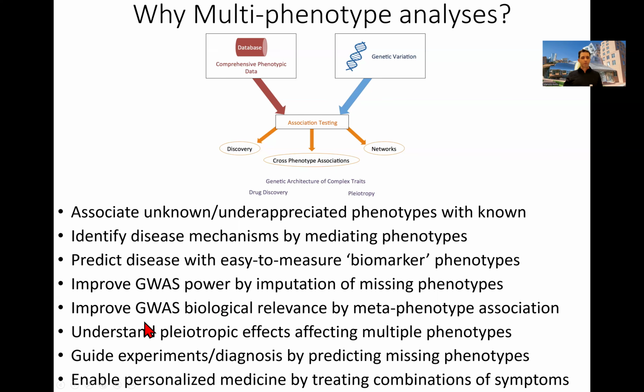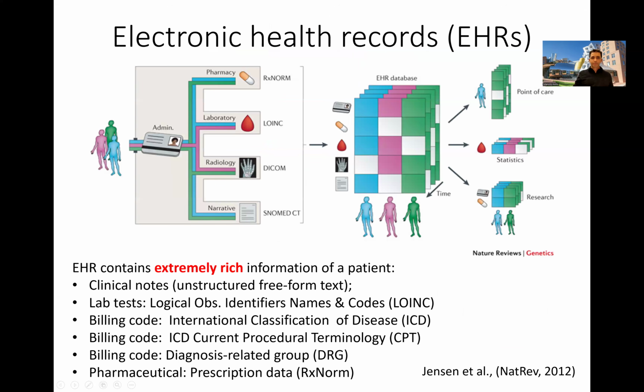So you can now start building a tree of phenotypic relatedness and relationships, and then start using that for your genetic associations. You can understand those pleiotropic effects affecting multiple phenotypes, and you can guide experiments and diagnosis by predicting the missing phenotypes and then going and measuring them, because you now have that ability to do prediction. And ultimately, you can enable personalized medicine by treating combinations of symptoms.